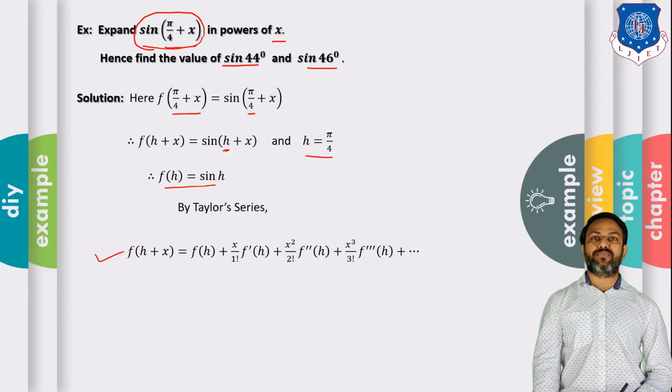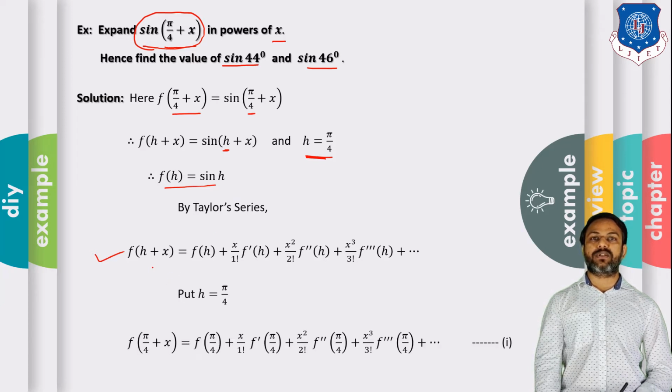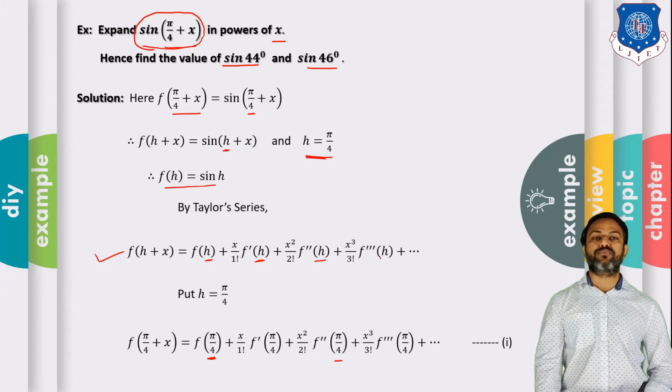Now by Taylor series we have the formula, form 4. Now by differentiating f of h successively and by putting the value of h is equal to pi by 4, we have f of pi by 4 plus x is equal to f of pi by 4, plus x by 1 factorial, f dash of pi by 4. Wherever h appears we will put pi by 4.